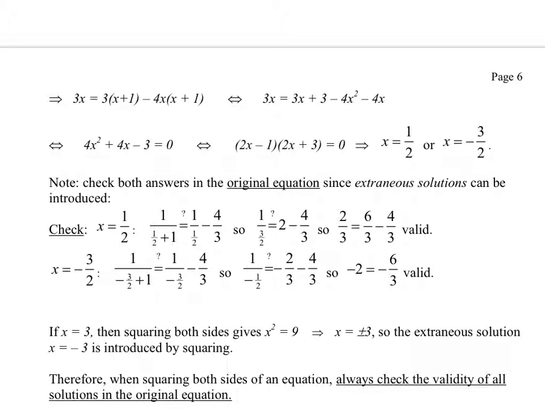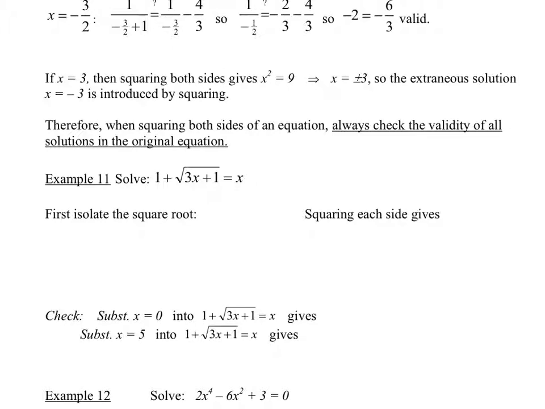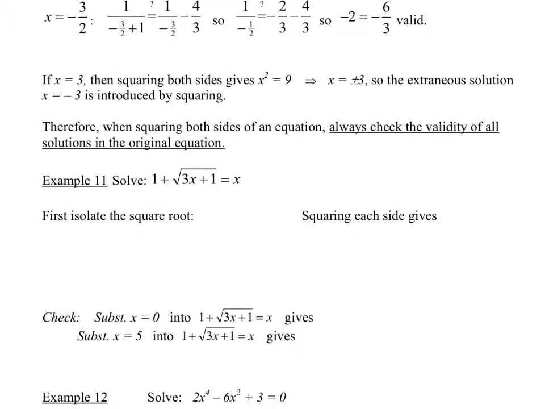Now that process of checking your answer in the original equation is especially important if during your process you have to square both sides. You'll see here that if you have an equation x equals 3 and you square both sides, that's x squared equals 9, and it turns out that there are two solutions to that, right? So this x equals negative 3 had nothing to do with the original equation, but it's been introduced because we've squared both sides.